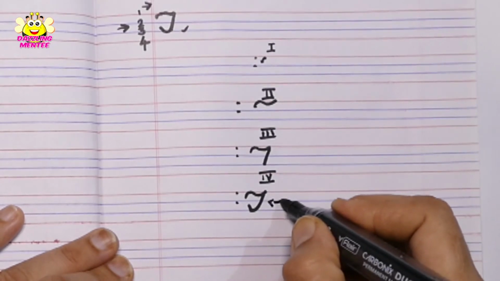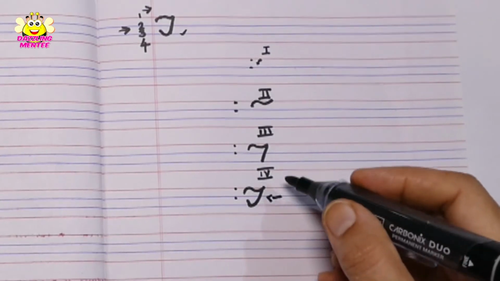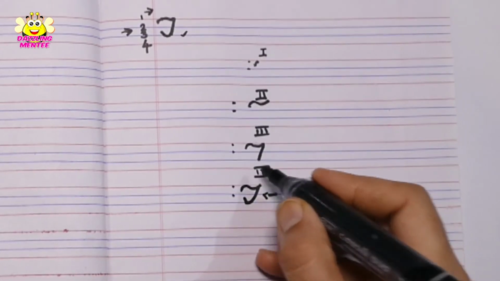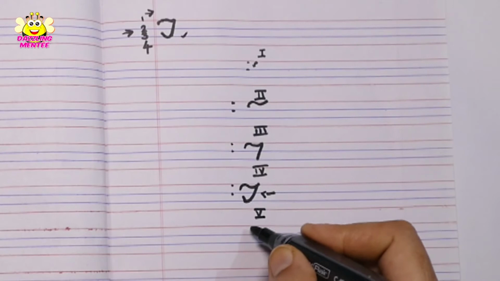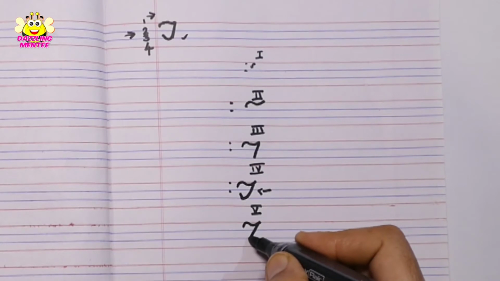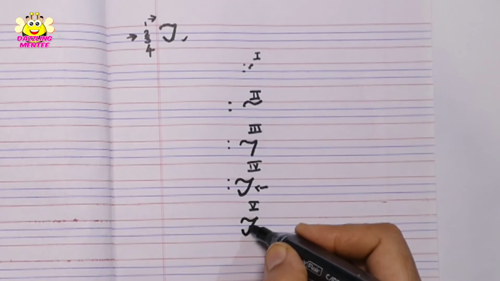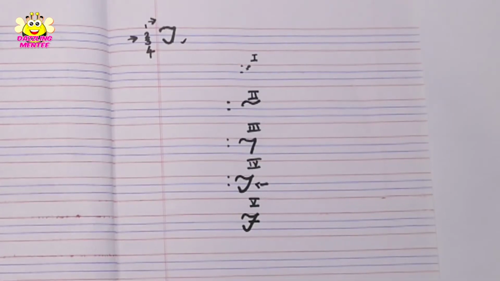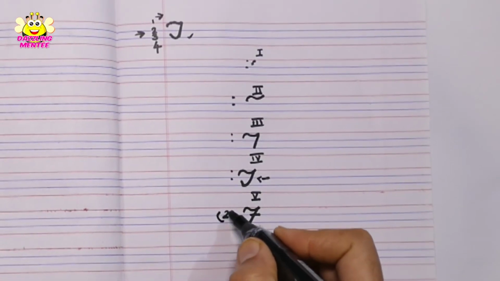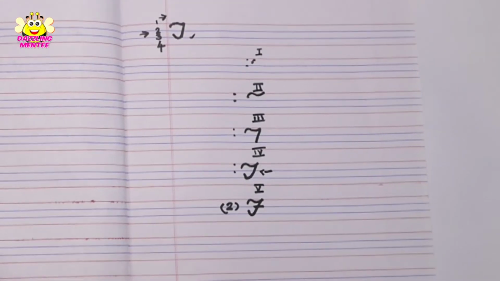But remember, we will not touch the second line. So the concept of F is clear till four steps. Now the fifth and last step. One, two, three, four, and last, five. You have to cut the stomach on the second line. Okay, we have to cut the stomach on the second line.